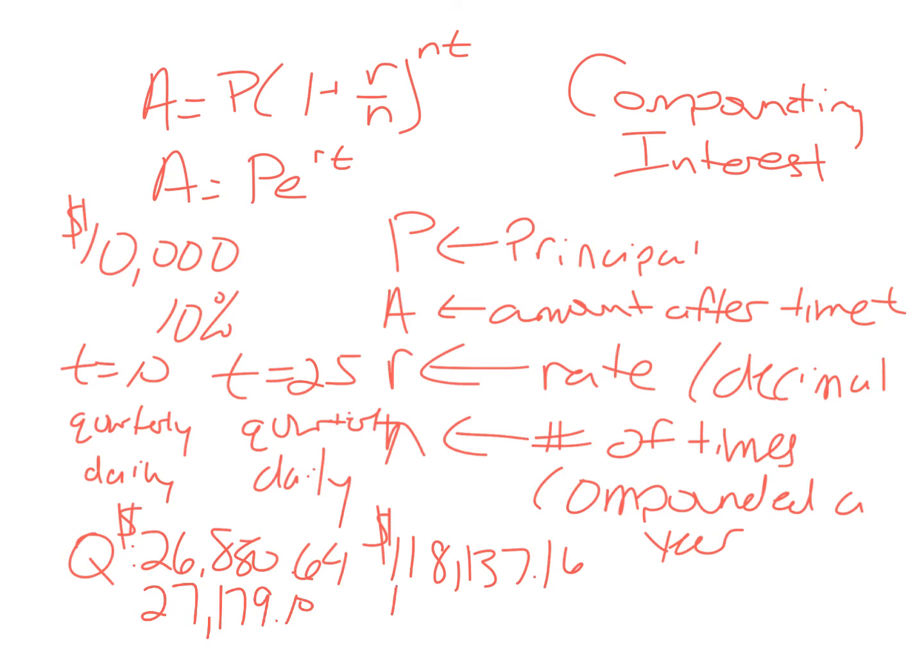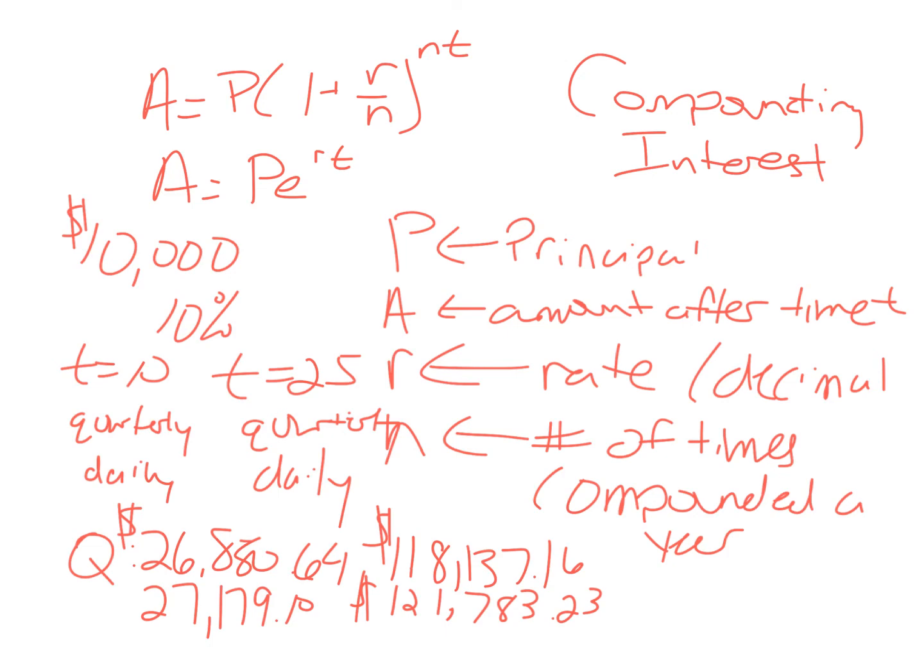And then for the other one, when t is 25 and daily, at year 25 you'll get $121,783.23. All right, so a little increase from there too, which is what we expected.